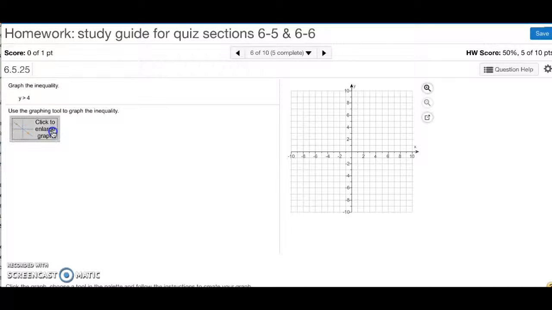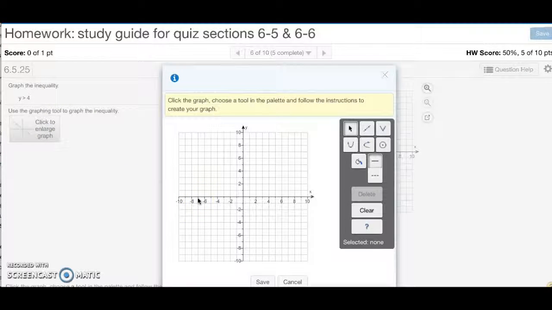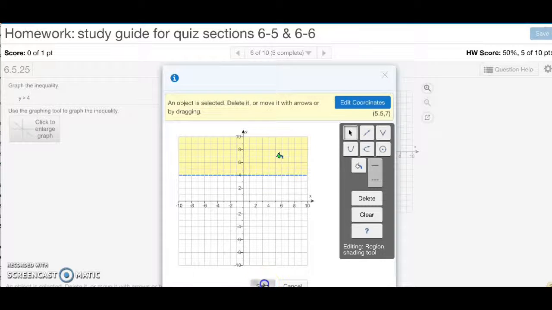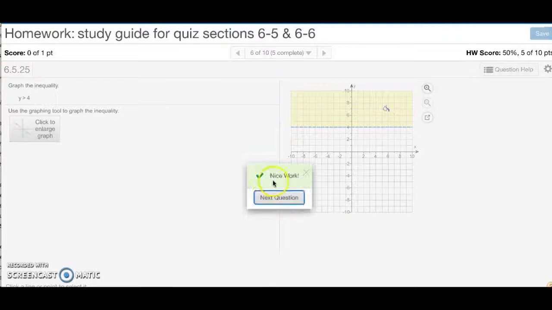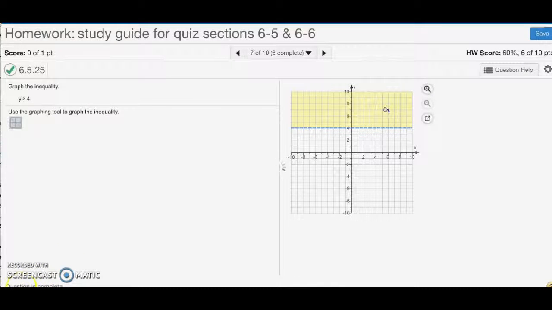Okay, number 6. So y being greater than 4 is going to be a horizontal line because the line y equals 4 is a horizontal line, and that goes through 4 on the y-axis. Because there is no line underneath the inequality, it will be a dashed line. So go through 4 and choose another point to make it a horizontal line. And now greater than means I shade above the line, so I shade above, press save, check answer, and that's number 6.